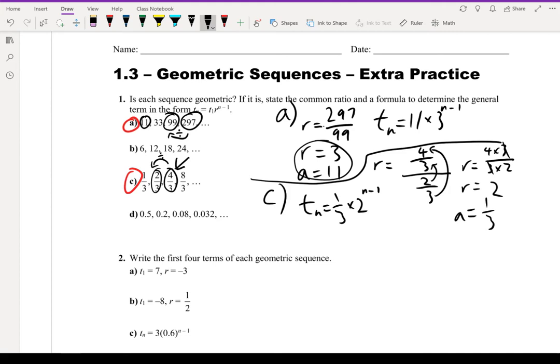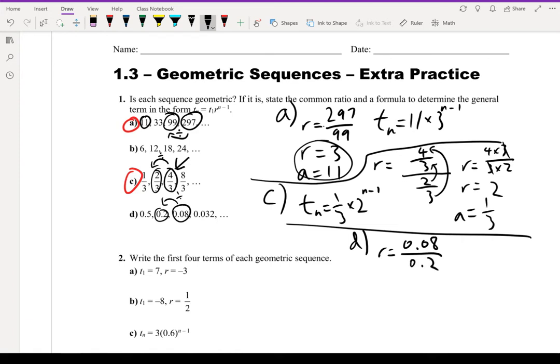Let's do one more. Let's do D as well, because D seems kind of complicated. So how do I find the ratio for D? Again, I'm going to take one term and divide it by its previous term. So r is equal to 0.08 divided by 0.2.